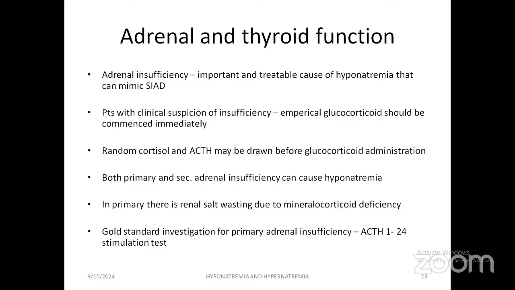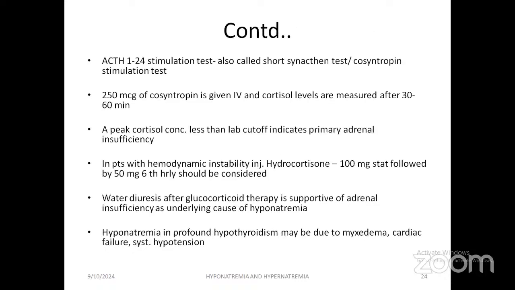Both primary and secondary adrenal insufficiency can cause hyponatremia. In primary adrenal insufficiency, there is renal salt wasting due to mineralocorticoid deficiency. The gold standard investigation for primary adrenal insufficiency is the ACTH 1-24 stimulation test, which is also called a short synacthen test or cosyntropin stimulation test. In this, we administer 250 micrograms of cosyntropin parenterally, and cortisol levels are measured after 30 to 60 minutes. A peak cortisol concentration less than lab cutoff indicates primary adrenal insufficiency.